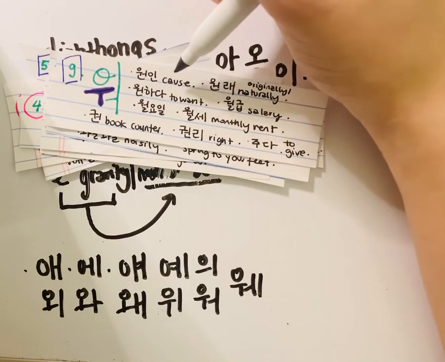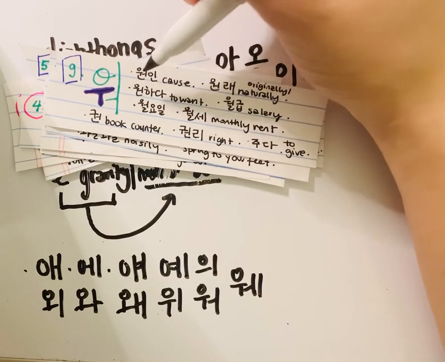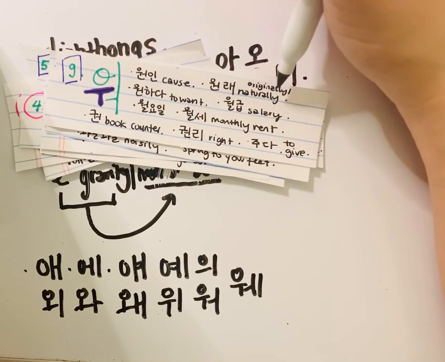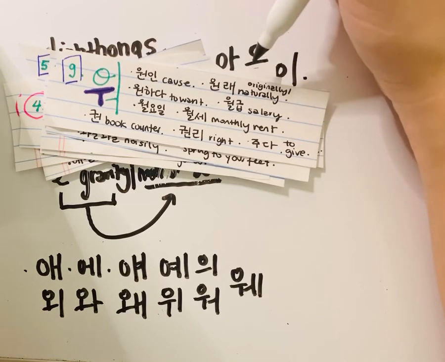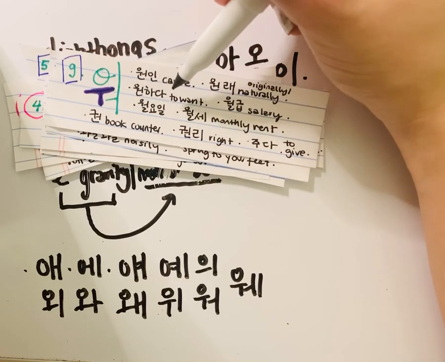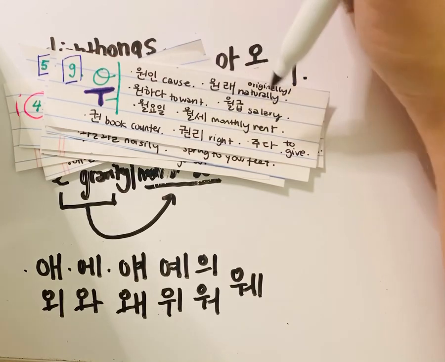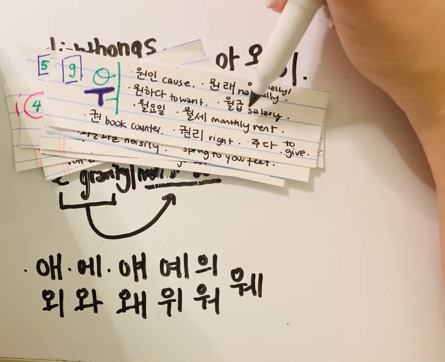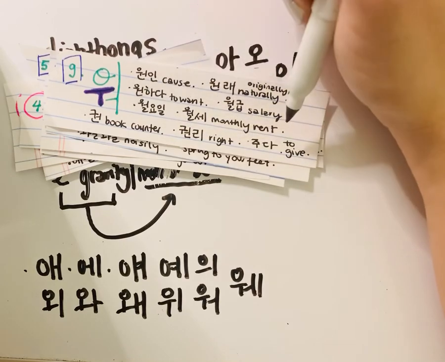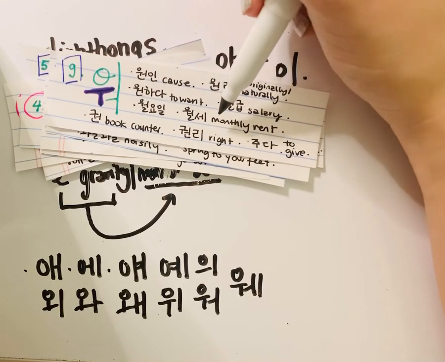Then we have 워. 워 can mean cause, as in 원인. It's also used commonly in words like naturally or originally, like 원래. To want, 원하다, like 강아지를 원해요. I would like a dog. Salary, 월급. Monday, 월요일. Monthly rent, 월세.